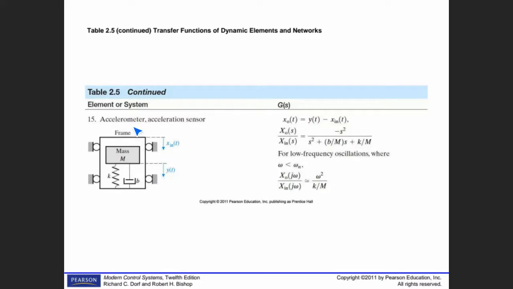Accelerometer. The operating principle of the accelerometer is this. You have a system in it, and there are wheels here, and the speed of the Y and the speed of the X, the frame speed, is this one, and the relationship is equal to X output over X input. I'm sorry, X input over X output.